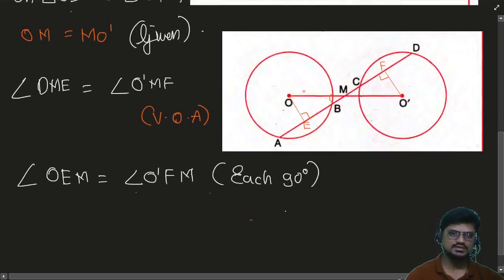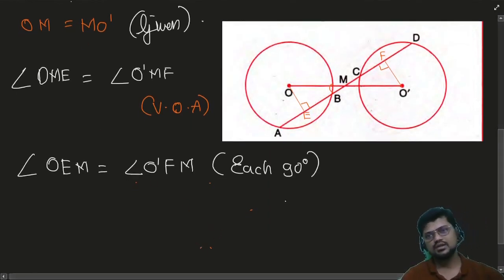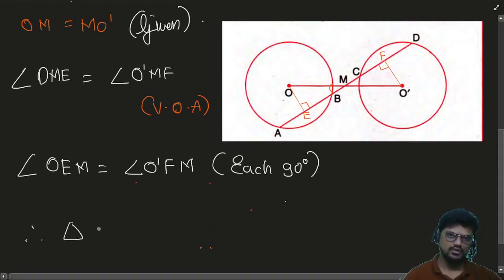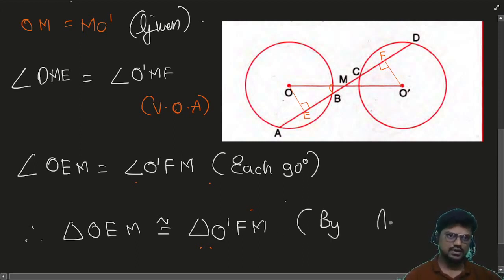Sir, can't it be alternate angles? No, it can't be alternate. We do not know that OE and O dash F are parallel. If they are parallel only, then we can say. Therefore, triangle OEM is congruent to triangle O dash FM by AAS test of congruency.